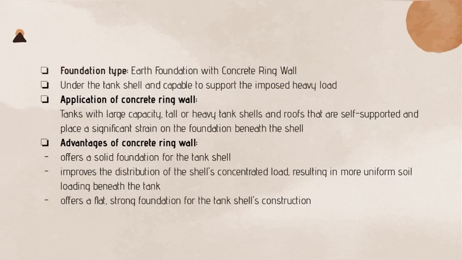The type of foundation that is used for this project is the earth foundation with concrete ring wall, which is under the tank shell and capable to support the imposed heavy load. Application of the concrete ring wall includes tanks with large capacity, tall or heavy tank shells and roofs that are self-supported and place a significant strain on the foundation beneath the shell. The advantages include offering a solid foundation for the tank shell, improving the distribution of the shell's concentrated load that results in a more uniform soil loading beneath the tank. The concrete ring wall also offers a flat, strong foundation for the tank shell's construction.